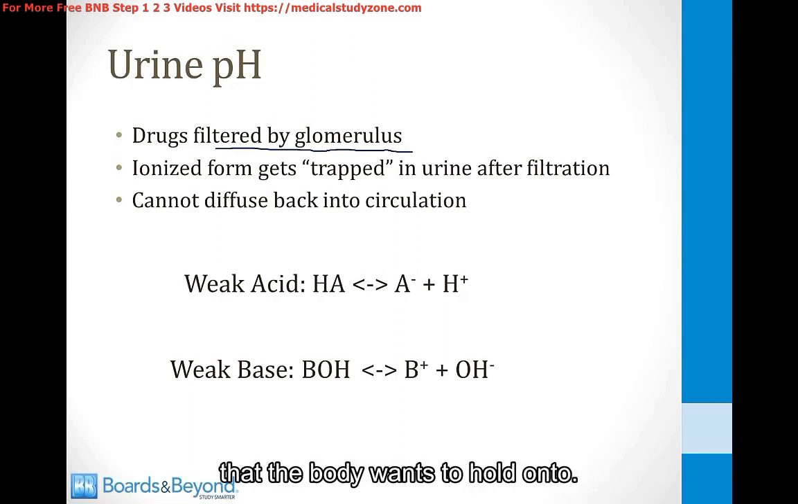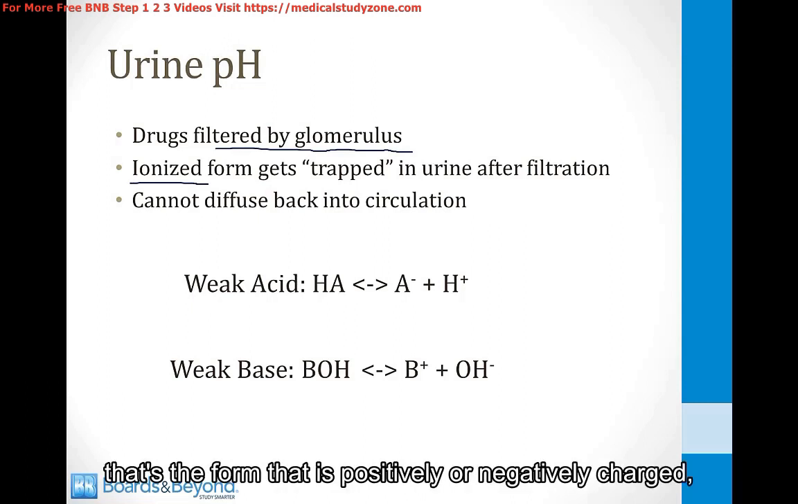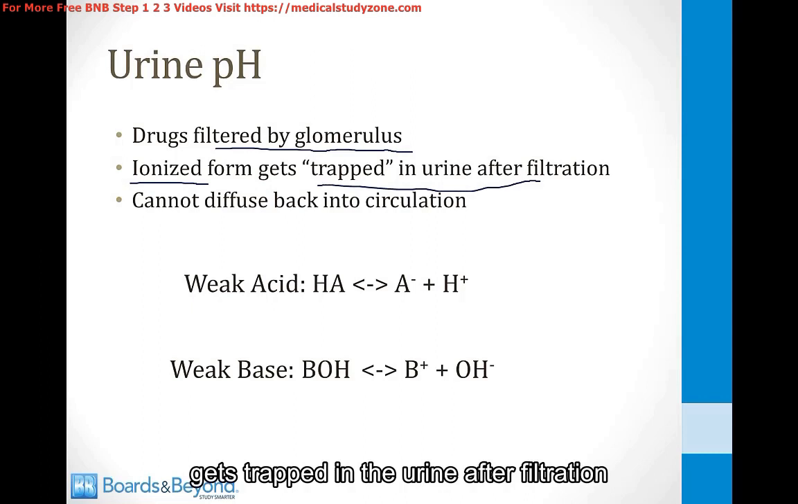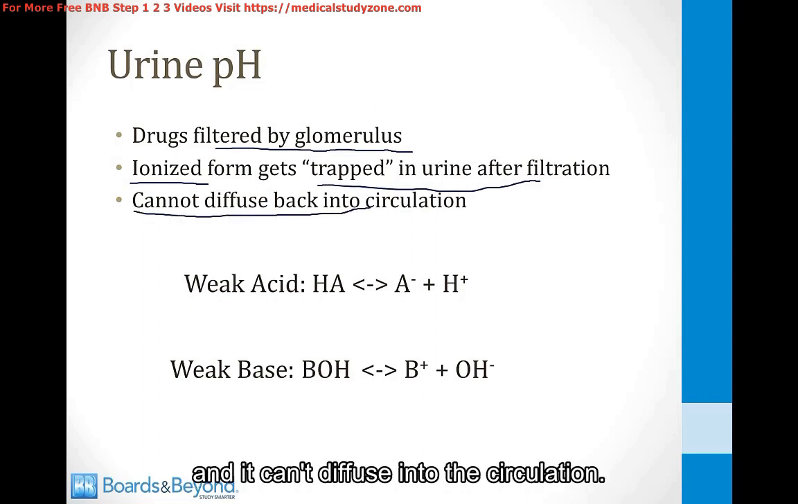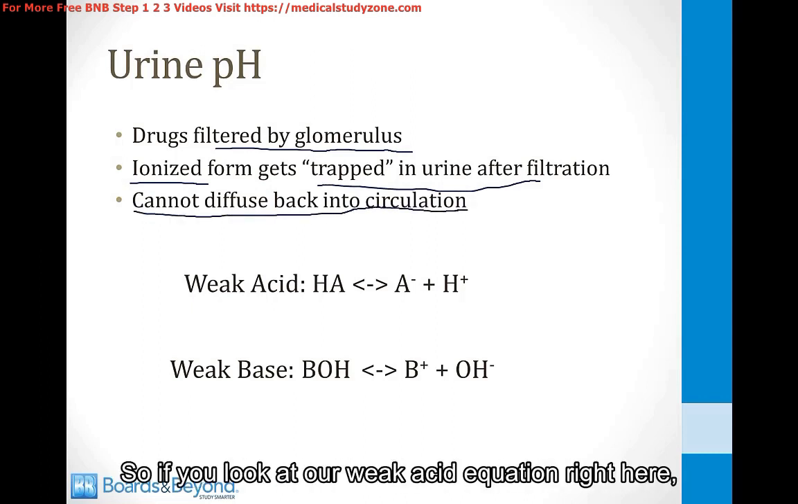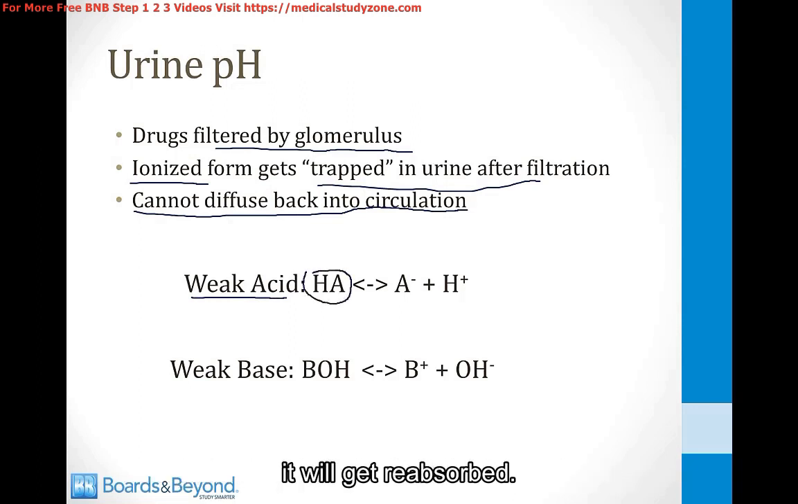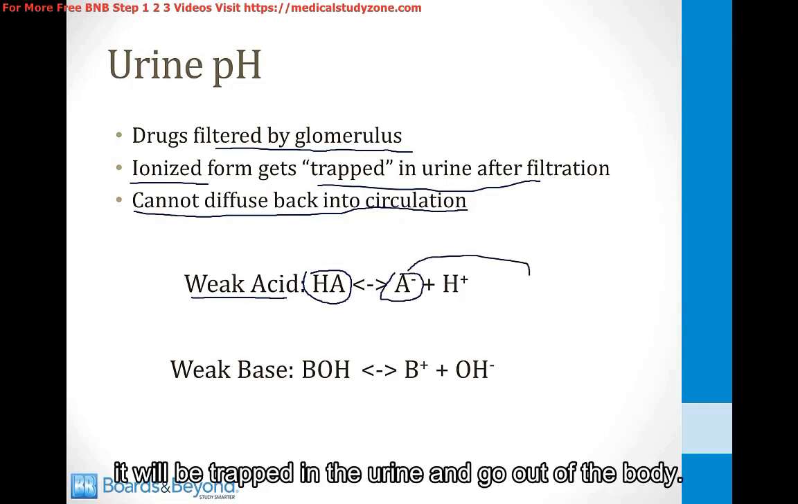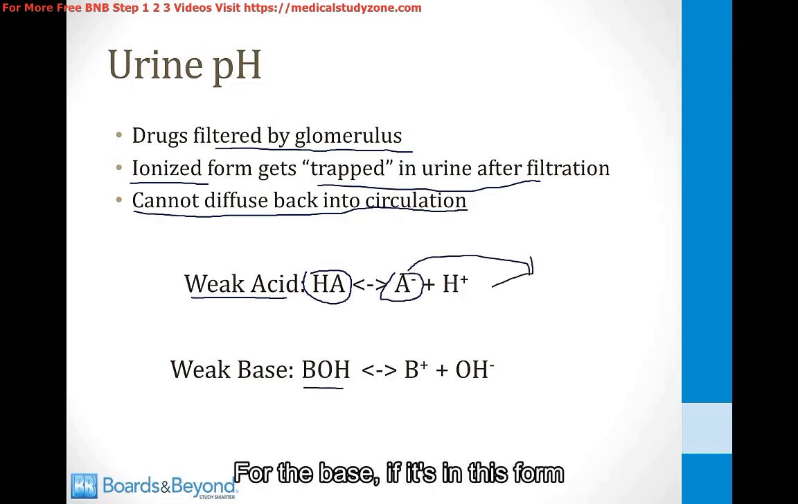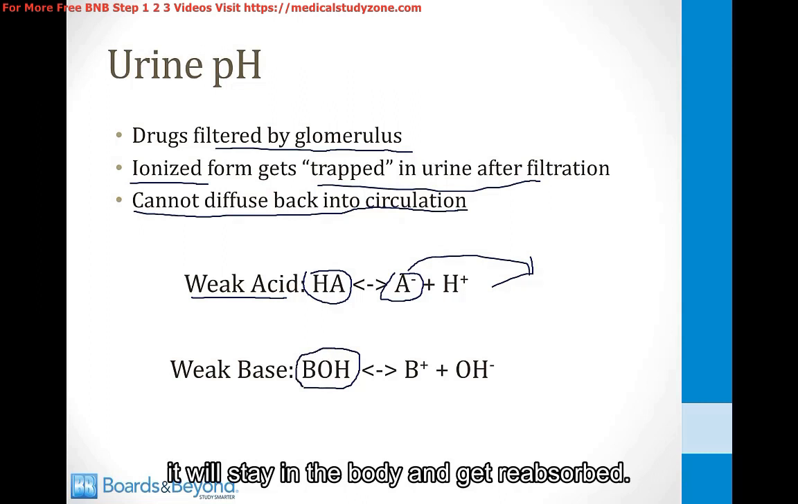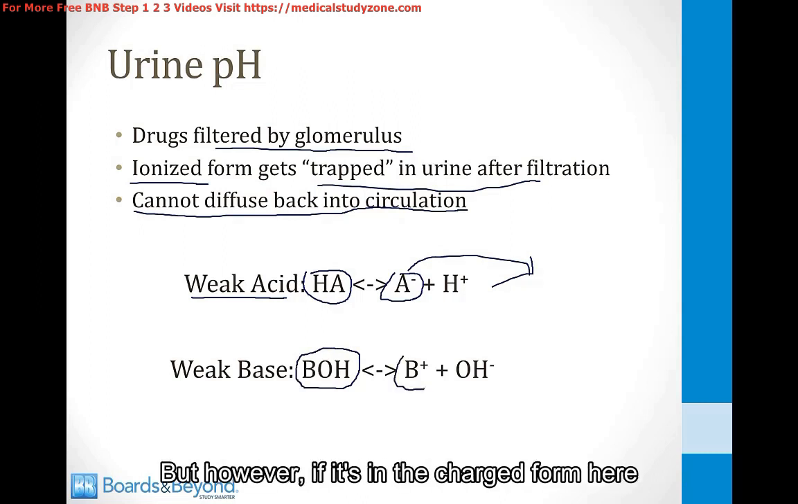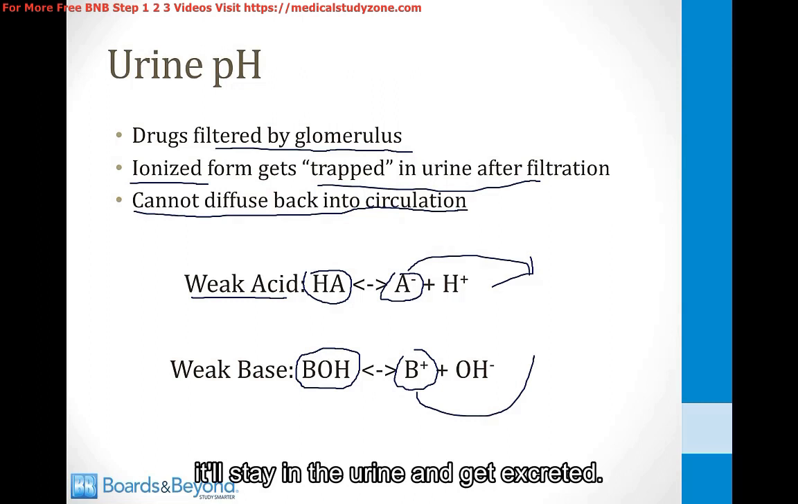The high yield point for you to know is that the ionized forms of drugs, that's the form that is positively or negatively charged, get trapped in the urine after filtration, and they can't diffuse back into the circulation. So if we look at our weak acid equation right here, if the drug is in this form in the nephron, it will get reabsorbed. But if it's in this form, it will be trapped in the urine and go out of the body. For the base, if it's in this form, it will stay in the body and get reabsorbed. However, if it's in the charged form here, it'll stay in the urine and get excreted.